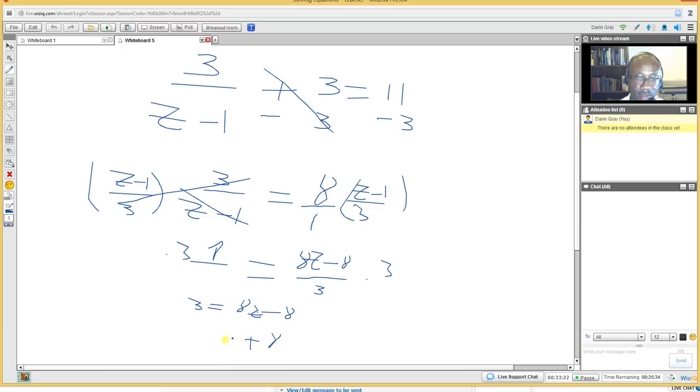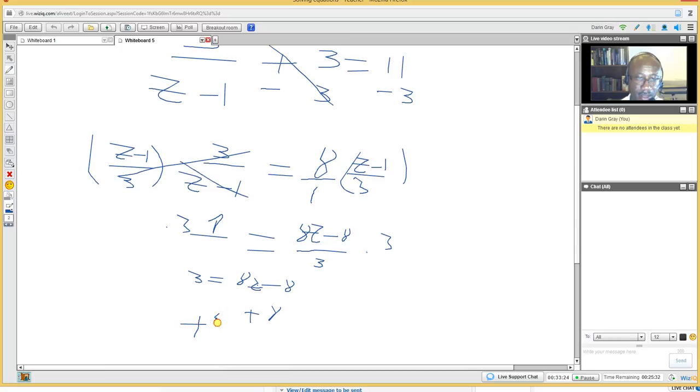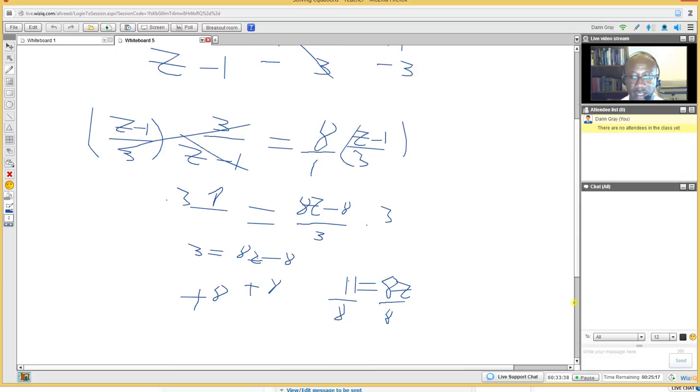Add 8 to both sides. And we have 11 equals 8z. And like we said before, it doesn't really matter what side the variable is on. Divided by 8. And the commutative property allows us just to put the z on this side. Z equals 11 over 8.